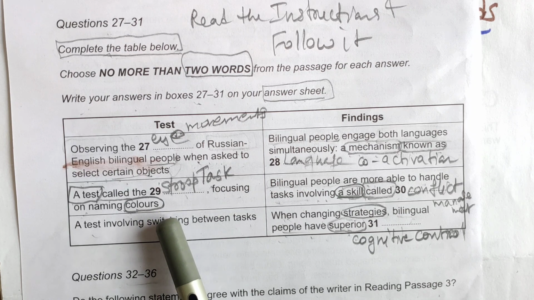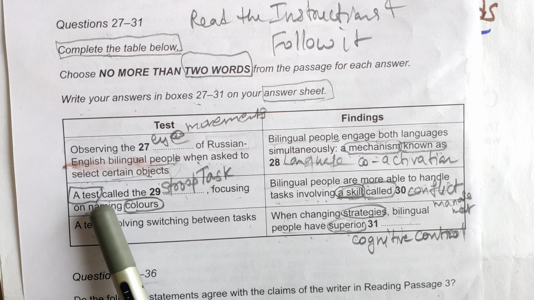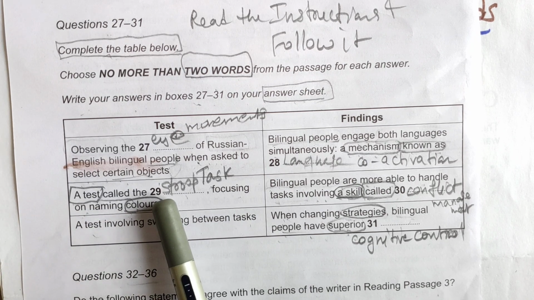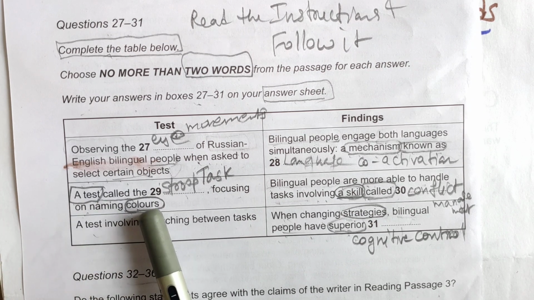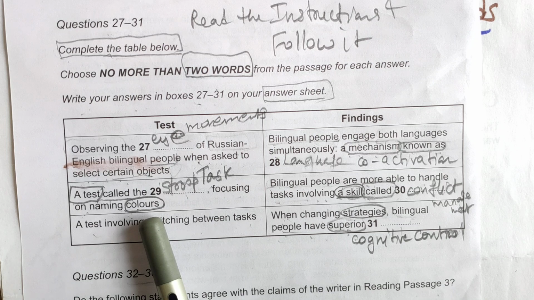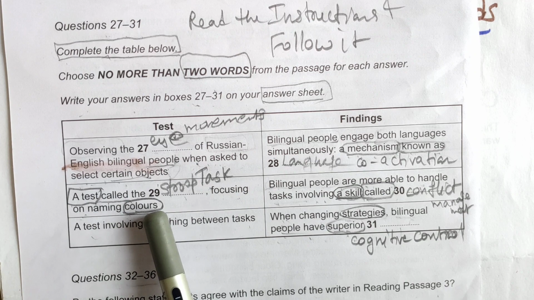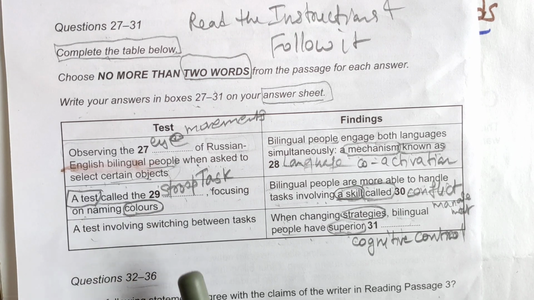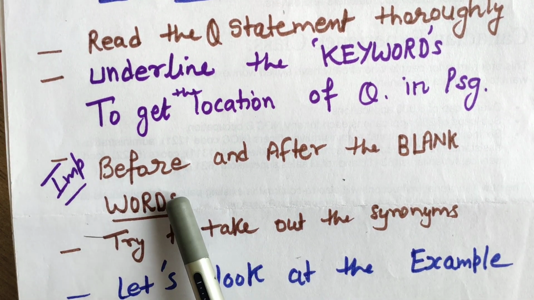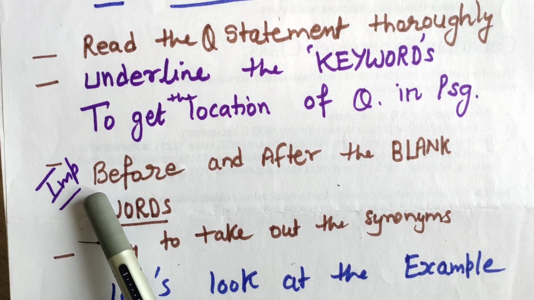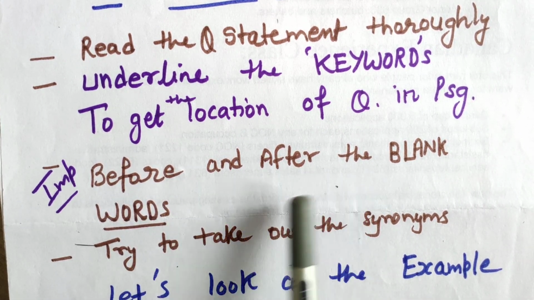After that, the second step is you have to look for the synonyms. Of course, you are not getting the same words in the passage. But there are some keywords like colors; for colors, there is no other word. So with the help of this keyword, we can easily find the location of questions. Next step is the words before and after the blank. It's important to note them down. In fill in the blanks, you have to look at the words before and after the blank.